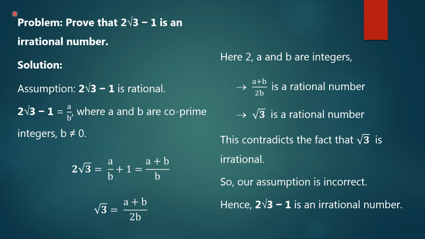In this way, we can prove the given numbers as irrational numbers. These are some models. For all the problems we applied the method of contradiction.